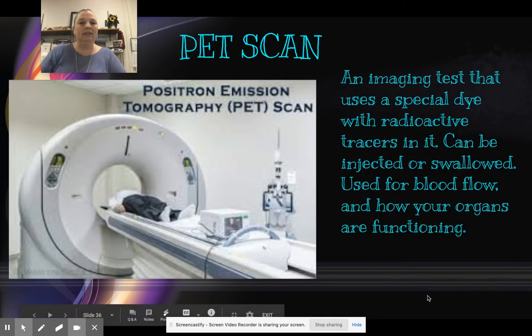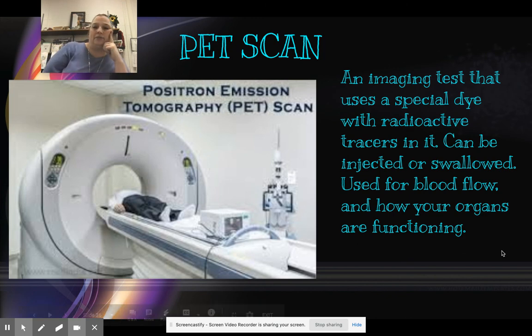This is a PET scan, and again, you tend to go through. In this case, however, they're looking at a different thing. You're given a special dye with radioactive tracers in it. It can be injected or swallowed. For me, I've had these a couple of times, and it was always through an IV. So I had radioactive stuff going in there, and it usually is a little bit cold, if I remember the last time. So they kind of warn you about that. And basically what they're looking at is blood flow and what's possibly stopping blood flow. They're also looking at how your organs are functioning and stuff like that.